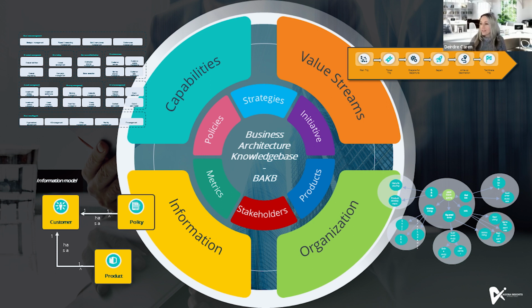And these are the things that we model. So we look at our capabilities, probably the most important thing for any business architect to know about. And these are our building blocks in our organization. This is what we do. Then we look at value streams, and value streams is why we do it. Why are we doing it? What is that value that we provide?